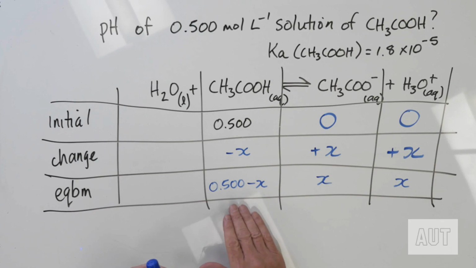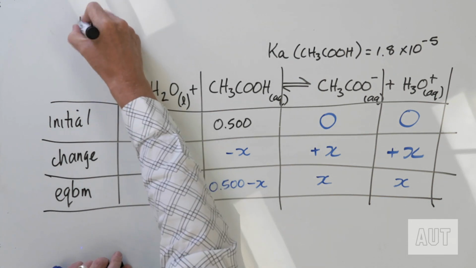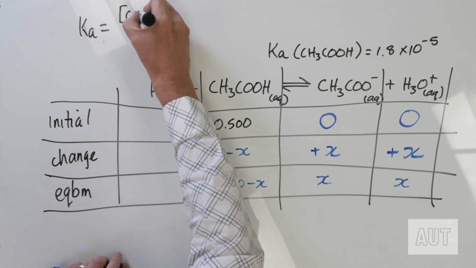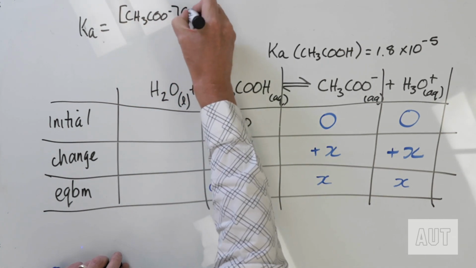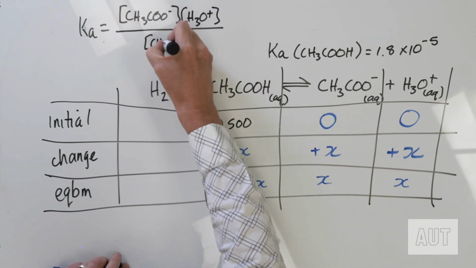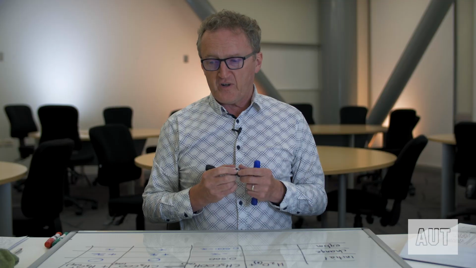And you might think, okay, well, that's great, but where does that leave us? Well, we know the equilibrium concentrations of this and this and this. So a good idea might now be to write the Ka expression and see what we can do with that. So in this case, Ka is going to be equal to the CH₃COO⁻ times H₃O⁺ concentration over the concentration of CH₃COOH, the undissociated acetic acid concentration.